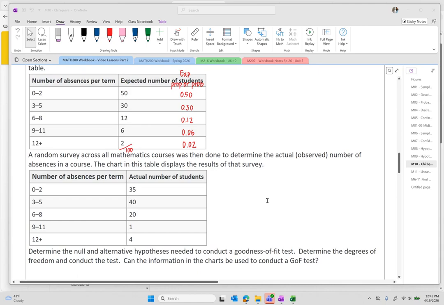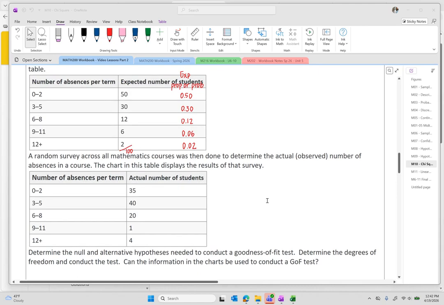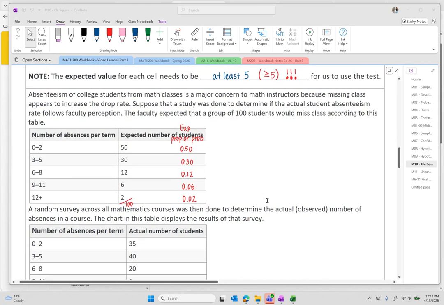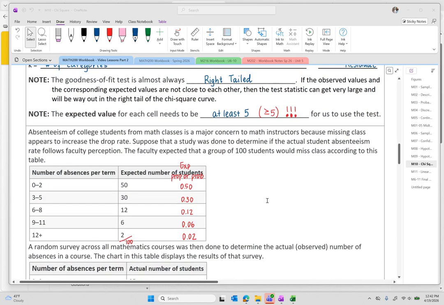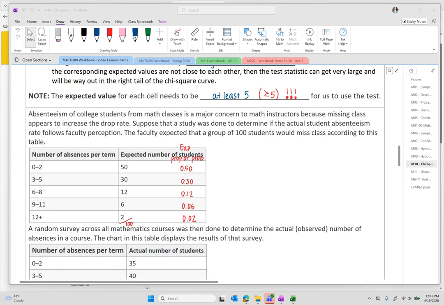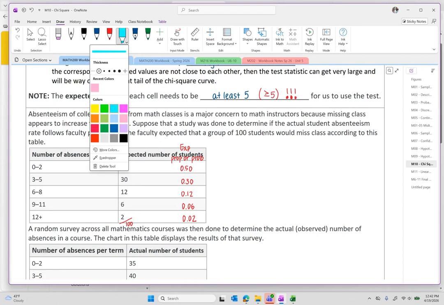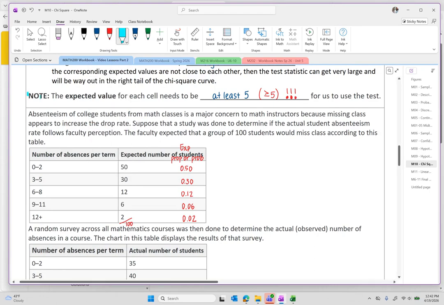So the first thing we want to do is determine whether we can conduct a goodness of fit test. If we can, then we can state the null and alternative hypothesis. And the answer to this is that actually we cannot. The reason we cannot conduct a goodness of fit test is that, according to this note here, we are supposed to have an expected value for every category of at least 5.